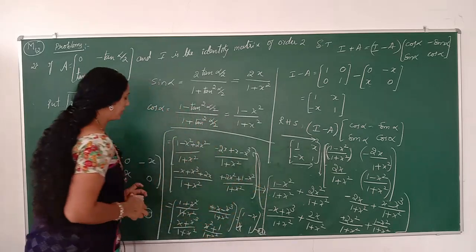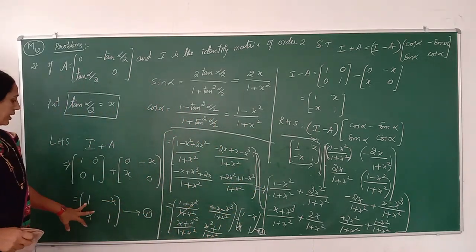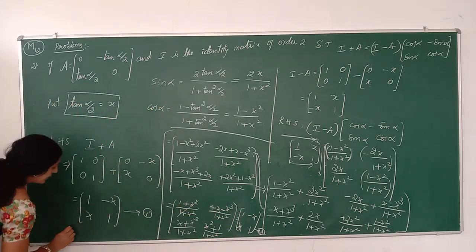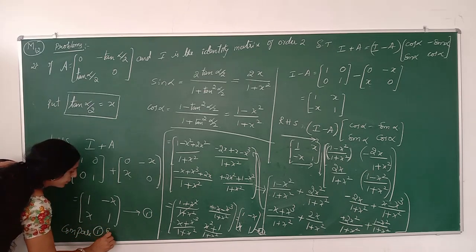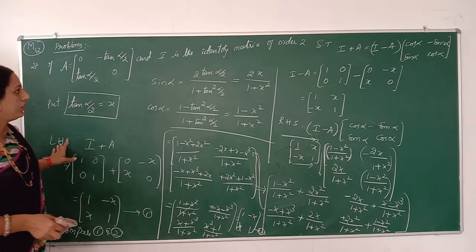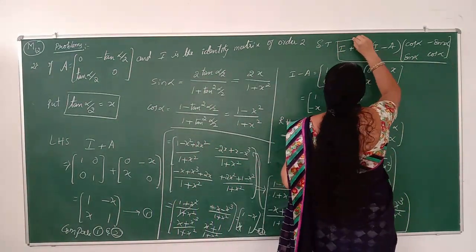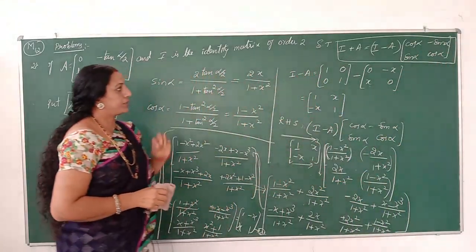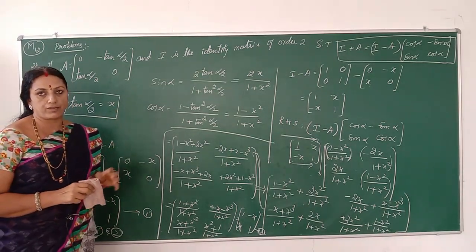That is called equation 2. Then, comparing equation 1 and 2, the elements will be equal. Therefore, LHS is equal to RHS. It means I plus A is equal to I minus A into cos alpha, minus sin alpha, sin alpha, cos alpha.